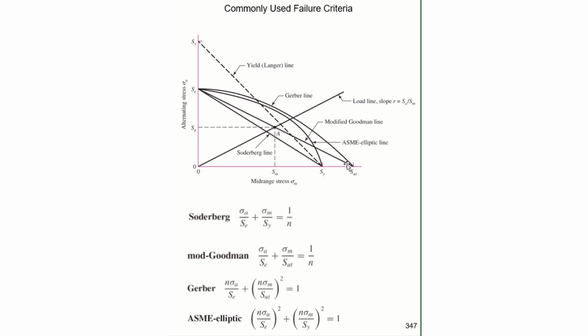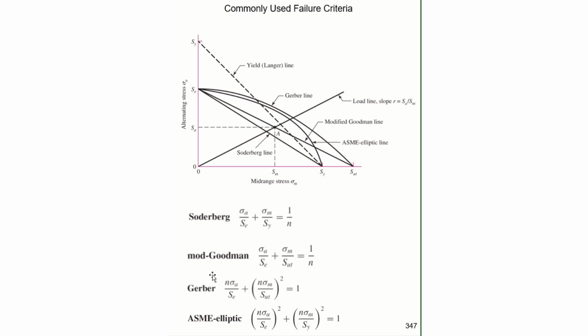The modified Goodman is a straight line between the endurance limit and the SUT. And the ASME elliptic is a parabolic curve that goes from the SE to the SY. And the Gerber is a parabolic curve that goes from the SE out to the SUT.